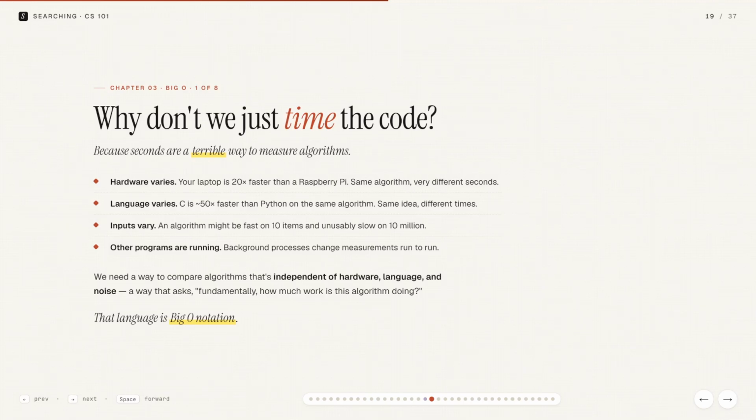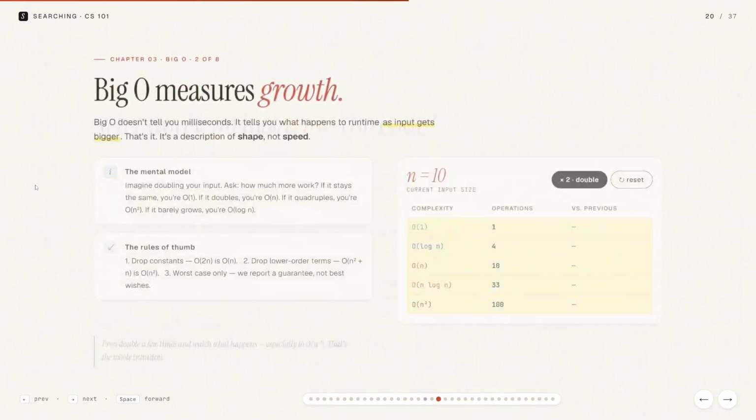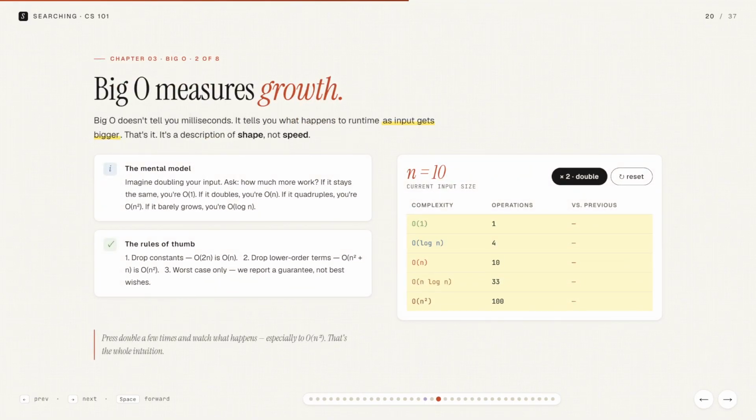All right, next slide. The core idea in 3 words. Growth, not speed. Here's the entire idea of big O in one sentence. Big O measures how an algorithm scales as input gets bigger. It does not measure milliseconds, it describes a shape. It's like asking, how steep is this hill? Versus, how long does it take for me to climb? Different question, right? Different answer. Big O is about the steepness, the algorithm's shape, not about your speed.